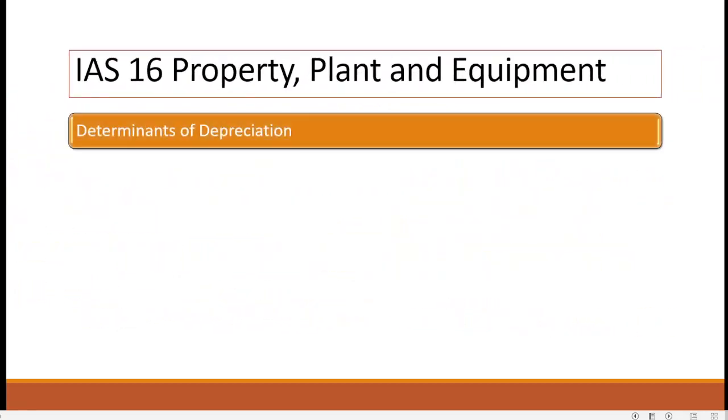Now the determinants of depreciation, how we charge depreciation. Determinants of depreciation are the cost of the property, plant, and equipment, the estimated useful life of the property, plant, and equipment, and the estimated residual value. So residual value again is a very important aspect. The cost of PPE we have already identified in the first stage.